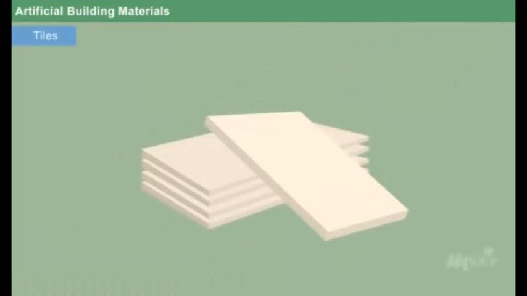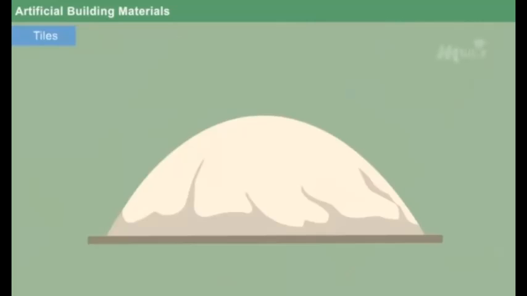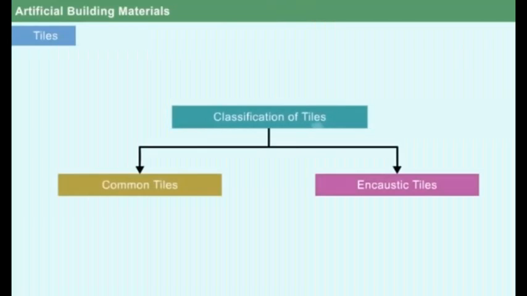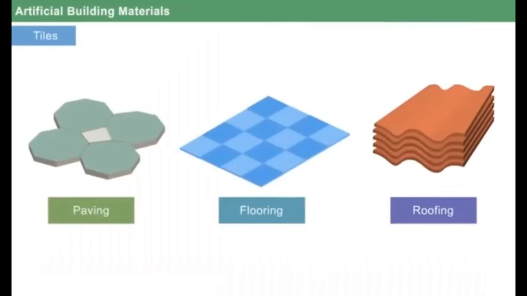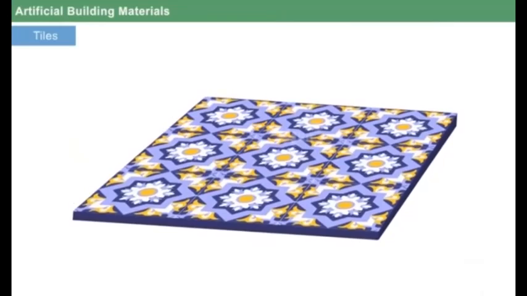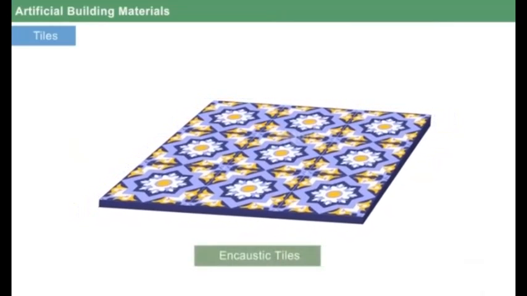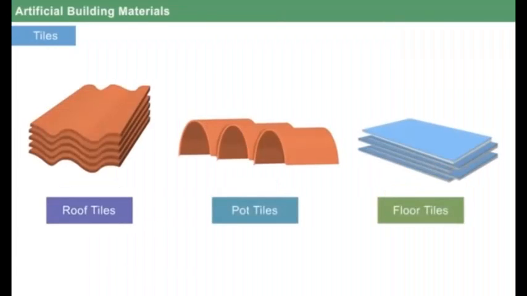Tiles. Tiles are produced using hard-wearing materials like ceramics. Based on the application, the tiles are classified into two types. They are common tiles and encaustic tiles. Tiles that are used for paving, flooring, and roofing are common tiles, whereas the tiles that are used for decorative purposes are known as encaustic tiles. Some of the examples of tiles are roof tiles, pot tiles, and floor tiles.